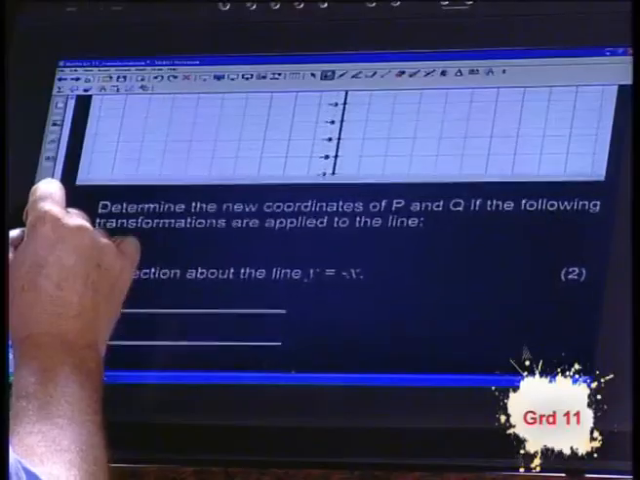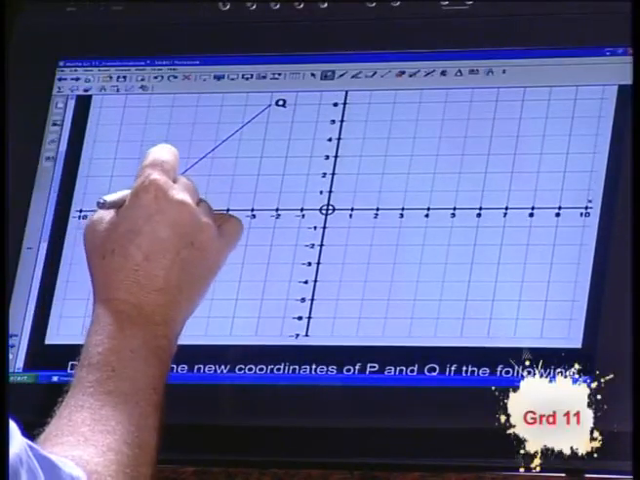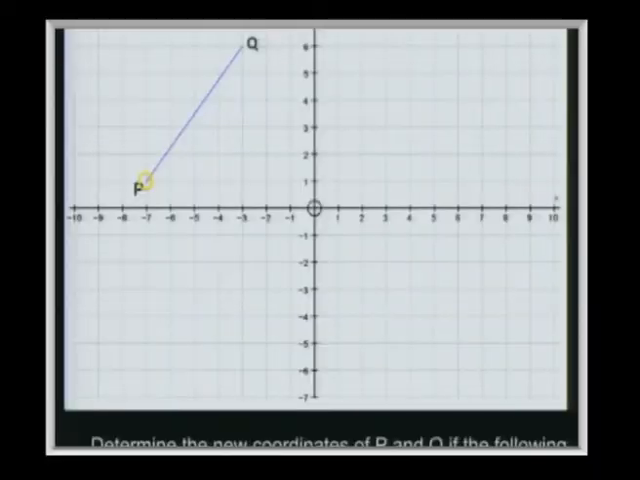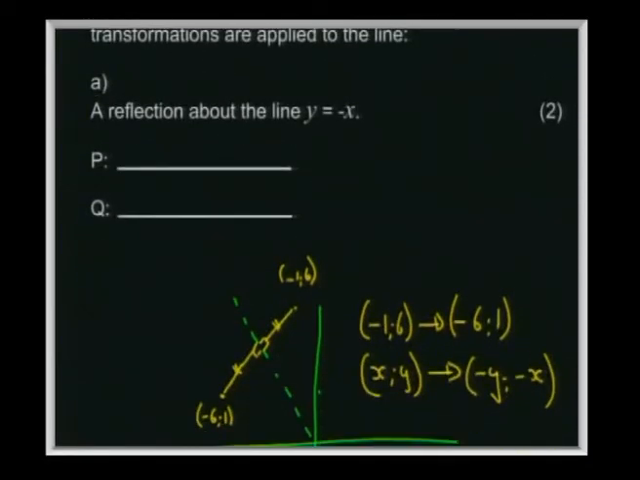Right, let's go to the top and answer the question. The point P is the point minus 7, 1. So let's write that down. P is the point minus 7, 1. And that is going to translate and become P dash. Remember, what was x becomes minus y, and what was y becomes minus x. So that becomes the point minus 1, 7.